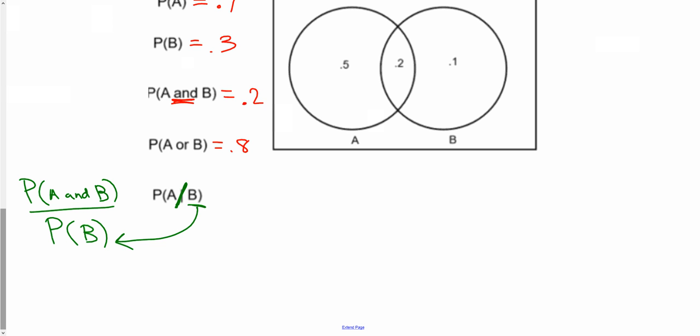So now let's go back and look at the picture. What's the probability of A and B? What is it? 0.2, so that goes on top. What's the probability of just B? 0.3. So if you type this in the calculator and divide it, it ends up being a lot of sixes, but I'm scared of 3 sixes, so I'll put 0.67. And that's it. That's all you have to know for Venn diagrams.